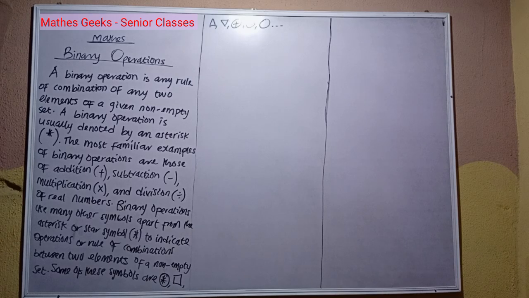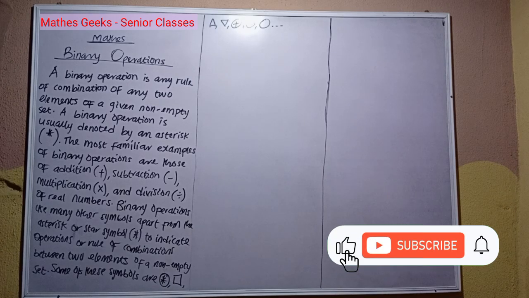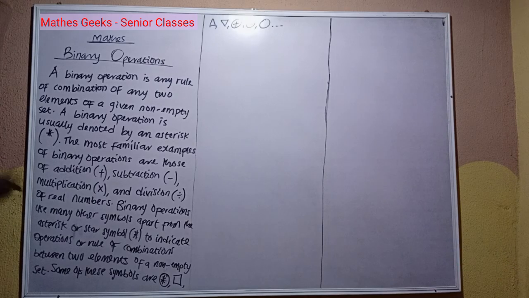A binary operation is usually denoted by an asterisk, or sometimes we call it star. The most familiar examples of binary operations are addition, plus, subtraction, minus, multiplication, and division of real numbers. Binary operations use many other symbols apart from the asterisk or star symbol, to indicate operations or rules of combination between two elements of a non-empty set.